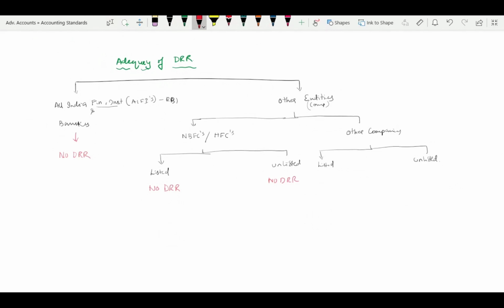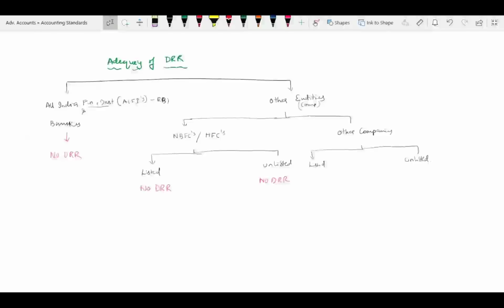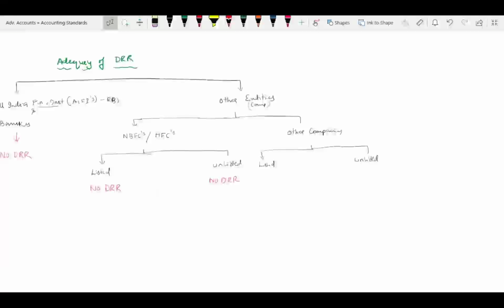Look out here, just fix it in mind: financial institutions, banks, no DRR. NBFC, whether listed or unlisted, no DRR. Next, except the financial institutions or banks governed in category 1, or NBFC or HFC, whether listed or unlisted, except those entities, everything is an other company. That's what we classified.